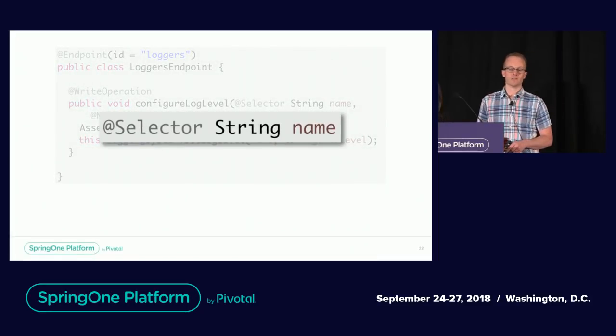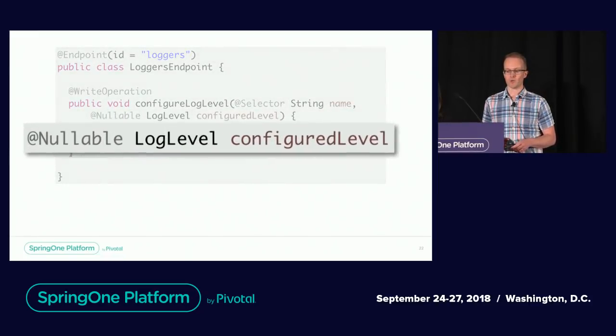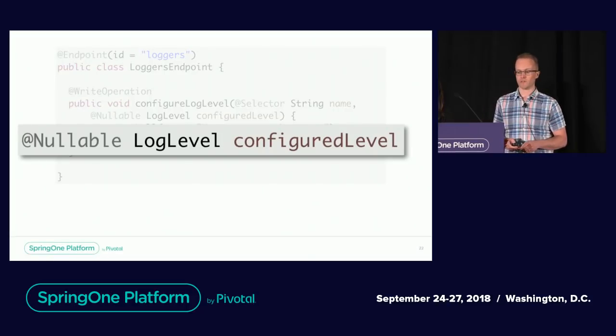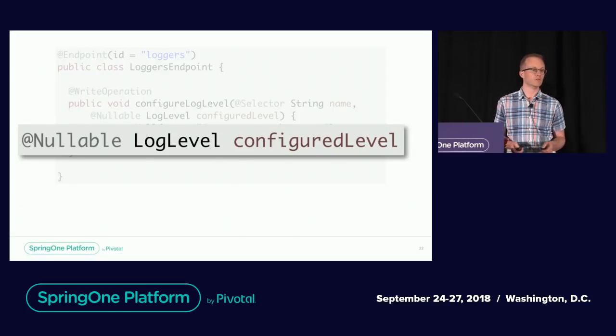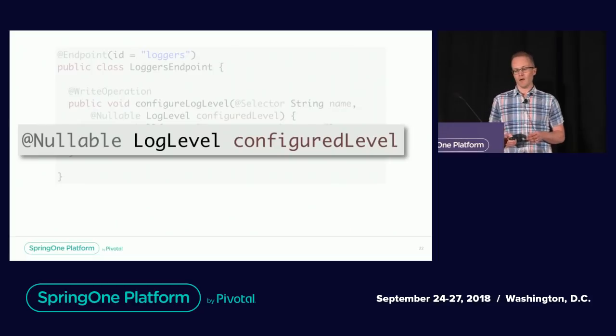Here we're using the selector again. So we're saying we want to select a specific logger, and that's the logger whose level we want to configure. And we're also passing in the log level. So this is basically saying for a particular logger, set its logging level to whatever is passed in. And the nullable annotation here is saying to the actuator endpoint infrastructure that this argument is optional. You don't have to pass it in.